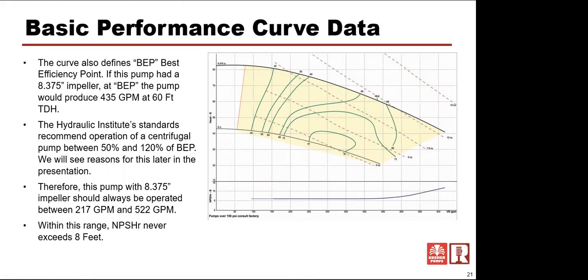What does that stand for? The 217 is the 435 times 0.5. The 522 is 435 times 1.2, or 20% over. So again, we want to operate within that window. Oftentimes you'll see manufacturers stop their rating lines somewhere out here, which is what they consider the minimum flow for this pump. They wouldn't want you operating for any kind of period of time.